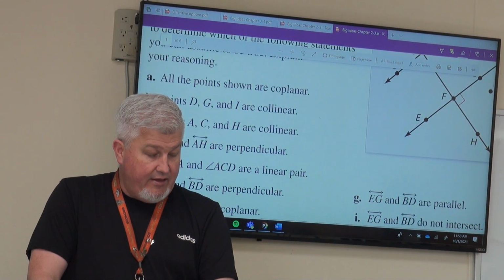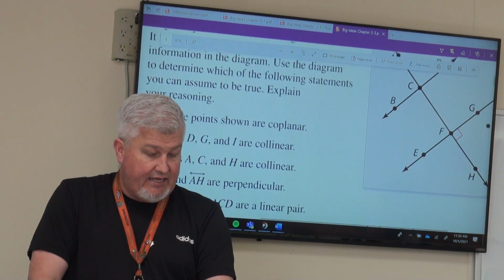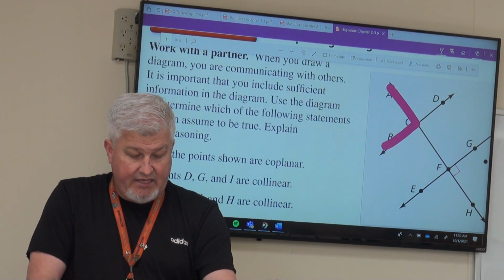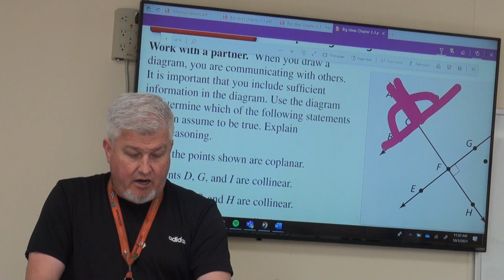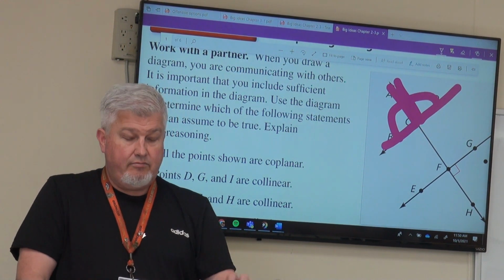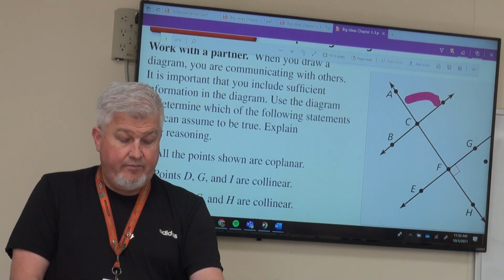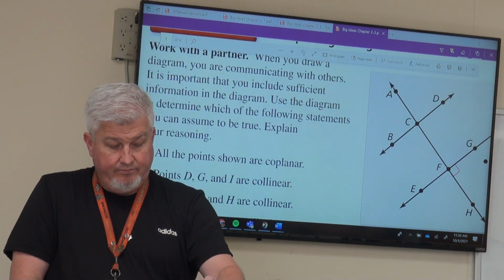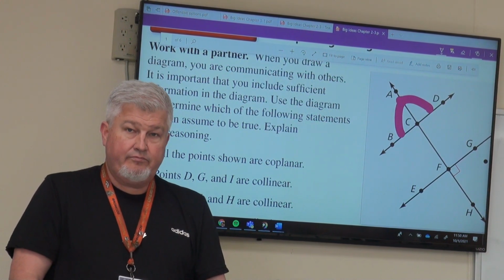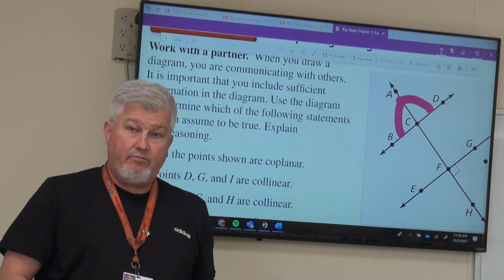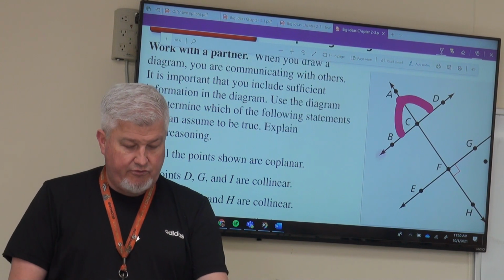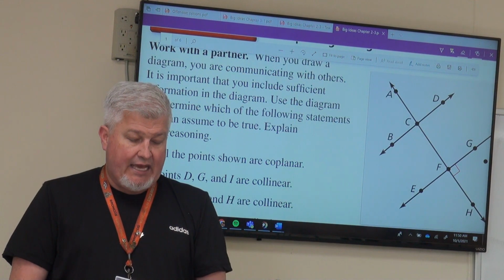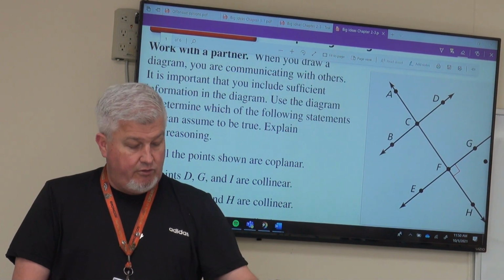All right, angle BCA and ACD are a linear pair. Here's angle BCA and ACD. Are they a linear pair? Do they form a straight line? This angle and this angle, when added together, make a straight line. Yeah, they sure do. It's right there, line BD. Okay, that can be assumed. You have a straight line there. If it wasn't a straight line, if it was that subtle, they would indicate to you otherwise. All right.